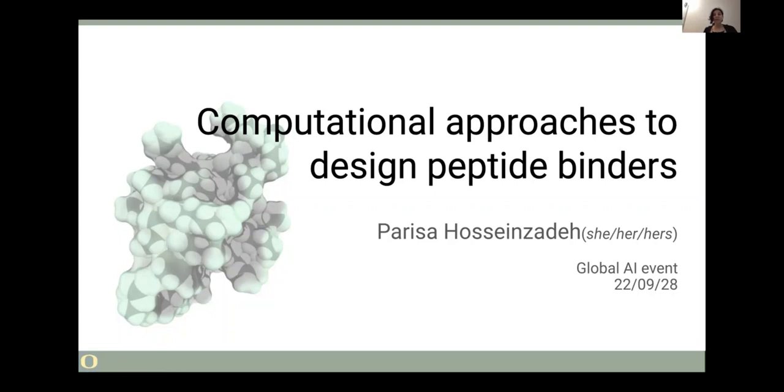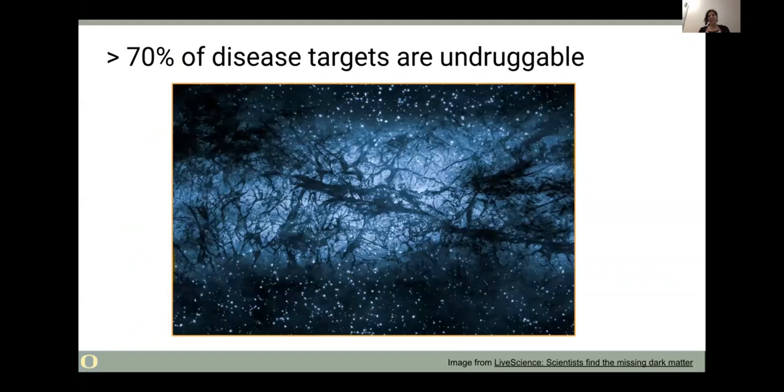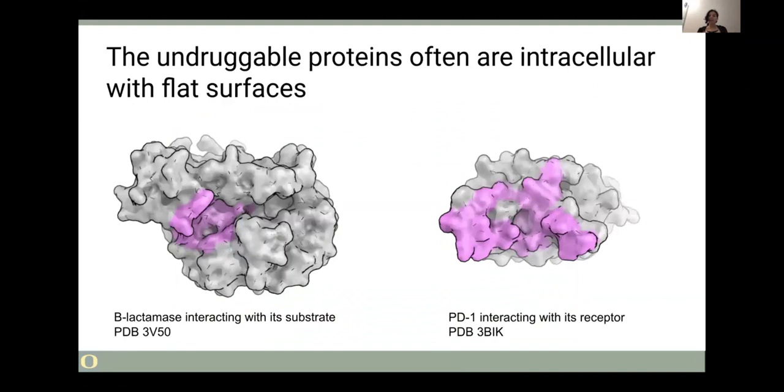Today I want to talk about computational approaches to design peptide binders, and mostly what you hear from me are the challenges that we face and the problems that are on the way of approaching this. So let's get started with a motivation slide, which I think is totally unnecessary for this audience over here. But we all know that a huge space of the disease targets is undruggable. When you look at these undruggable targets, many of them are inside our cells and have flat surfaces.